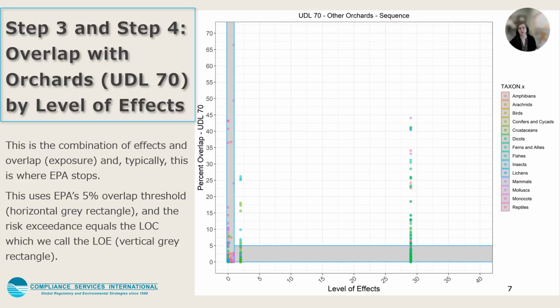So our next step is really to combine step 3 and step 4. Step 3 is the generation of overlap of species ranges with the use footprint. In this case, UDL 70, or orchards.